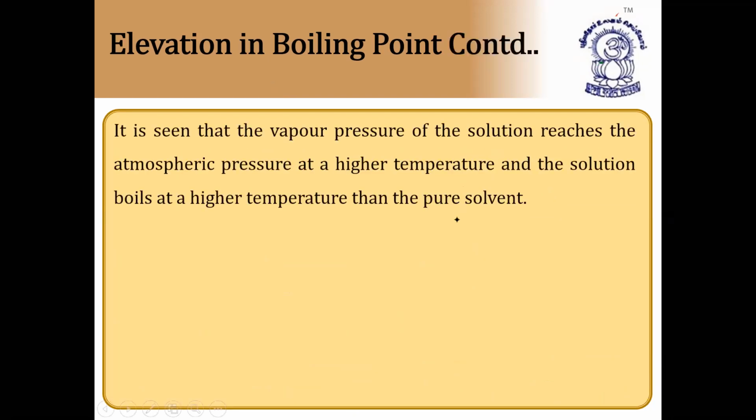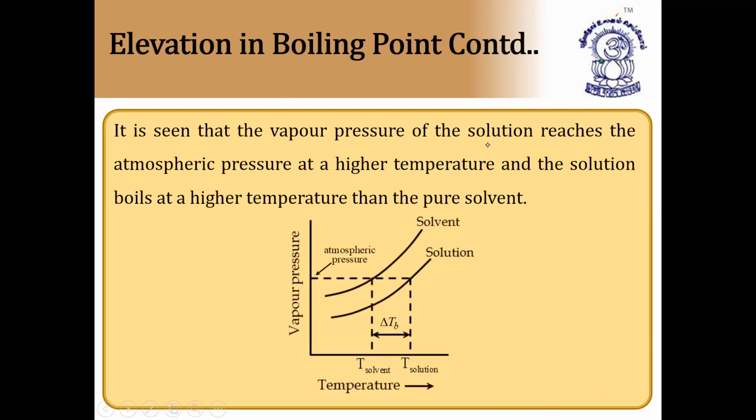It is seen that the vapor pressure of the solution reaches the atmospheric pressure at a higher temperature, and the solution boils at a higher temperature than the pure solvent. So naturally, that is nothing but the boiling point of the solution increases. This is called elevation in boiling point. So you can see the vapor pressure curves of solvent and solution.